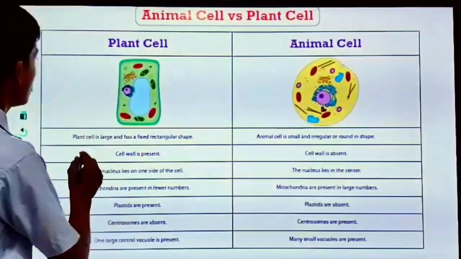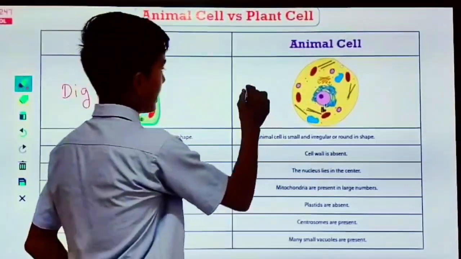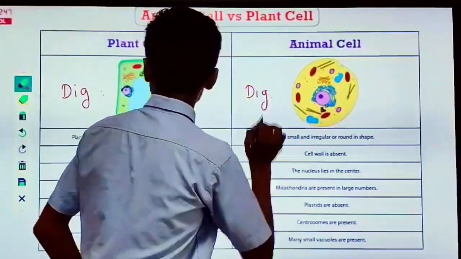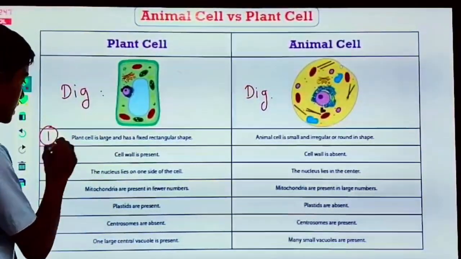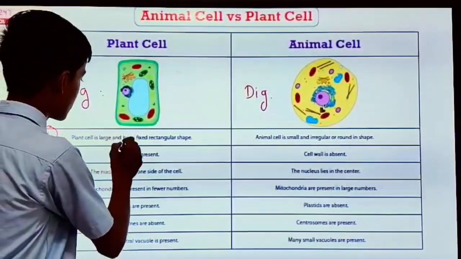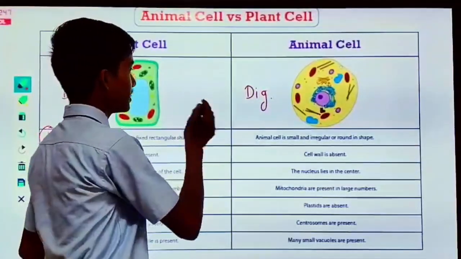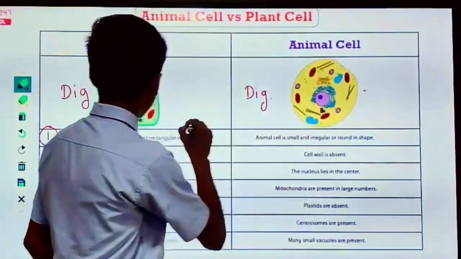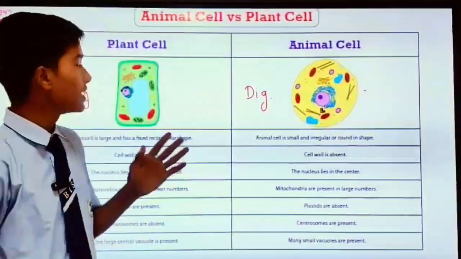First of all, here the diagram of the plant cell and the animal cell is given, and slowly we will learn the differences between them. The first difference is that the plant cell is large and has a fixed rectangular shape. It means the plant cell is large as compared to the animal cell, and the shape of the plant cell is rectangular.